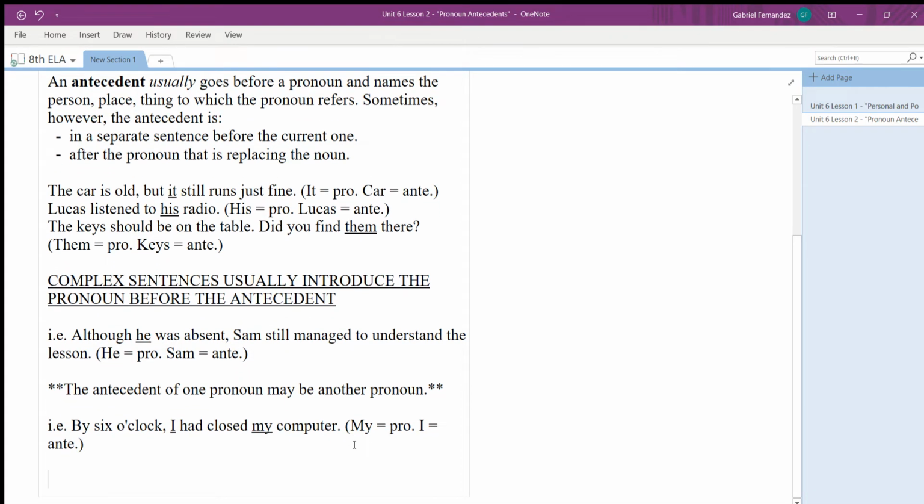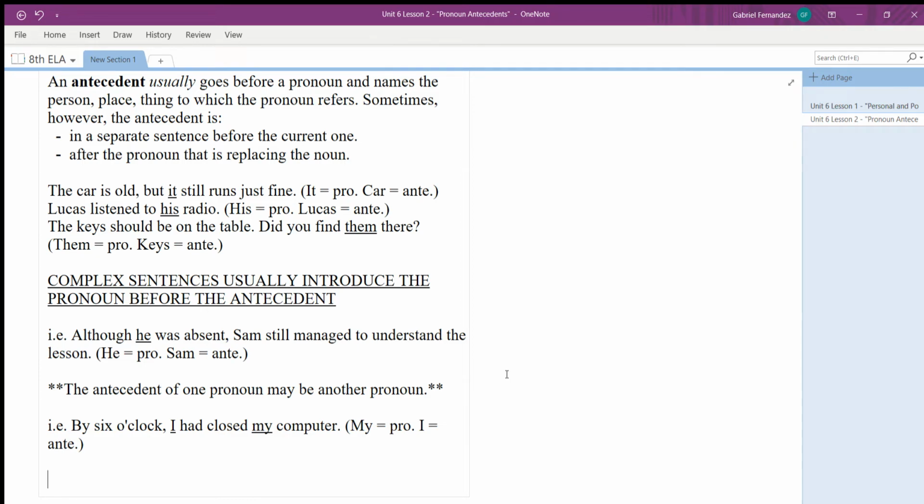Being the speaker of the sentence, I could be an antecedent because if I'm the one speaking it, I don't necessarily need to refer to myself by name. I could be just the one speaking, and if I'm telling you by 6 o'clock I had closed my computer, I don't need to refer to myself in the third person and say by 6 o'clock Mr. G had closed his computer. That would still be a grammatically correct sentence, but of course if I'm the one talking, I don't need to use my name. I could just use I, and in this case you have the pronoun my referring to the antecedent I, which would still be me. Again, I don't have to use the name if I'm the one talking.